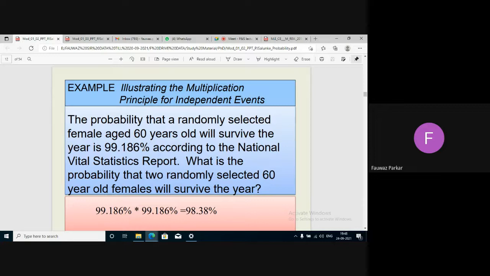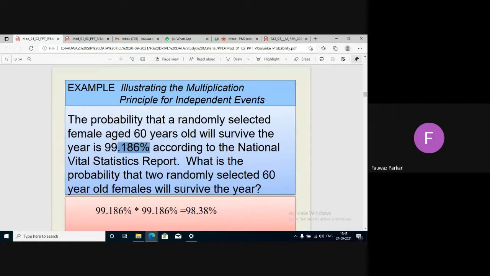So it requires a thorough study, because it will not be based on just some random sampling. When we do the sampling module, we'll discuss how the sampling should be done and what parameters should be taken into consideration. So in this case, the probability that a randomly selected female aged 60 years will survive is 99.16.